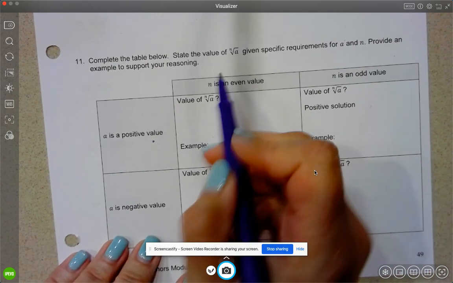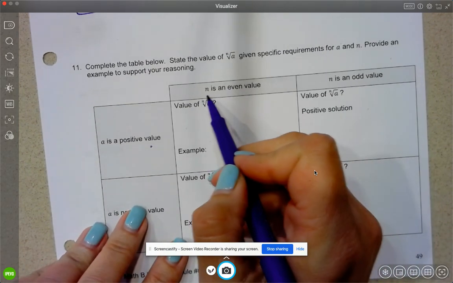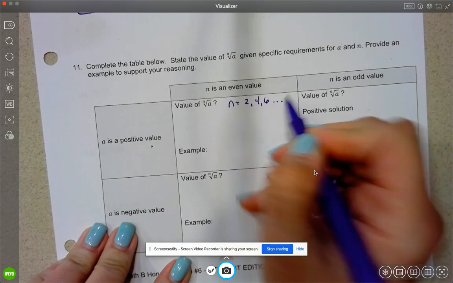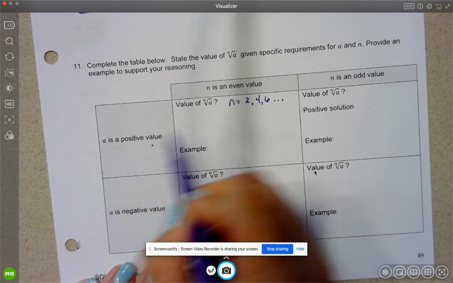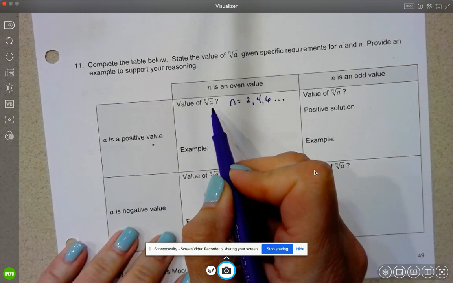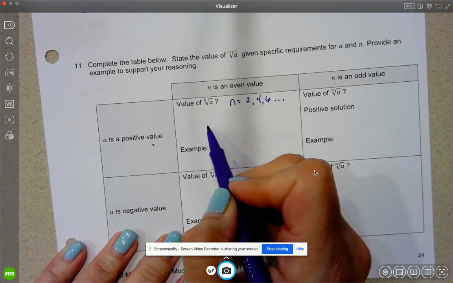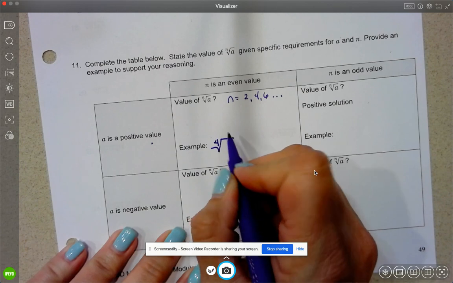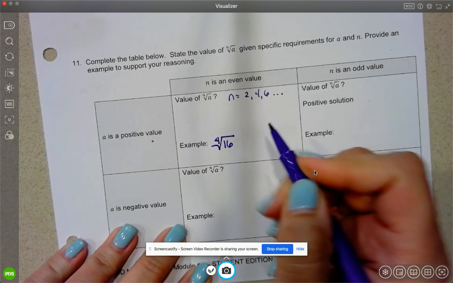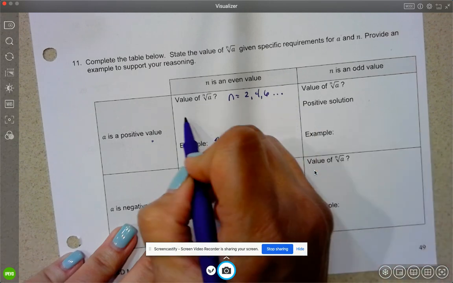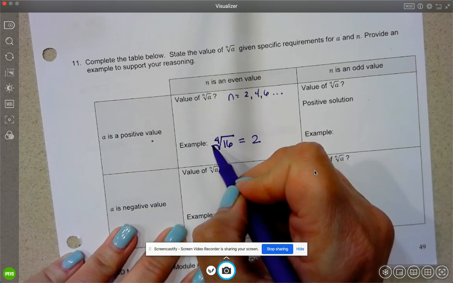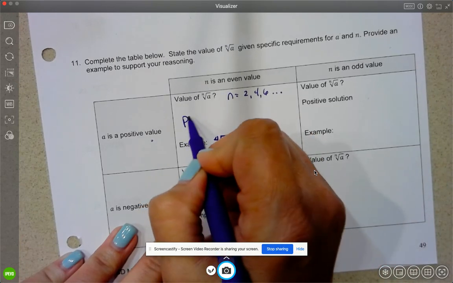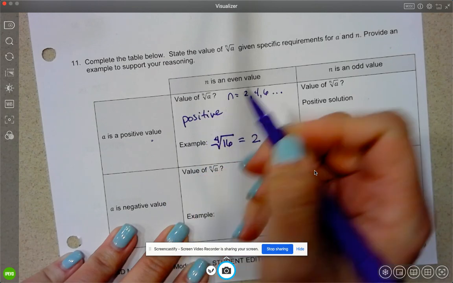Okay, so for this box, n is an even value, like maybe n is 2 or 4 or 6, something like that. And a is a positive number. So what's my result going to be? Well, let's just go ahead and make an example. Let's say my index is 4 and a is 16, a positive value. Well, this is 2. So in any situation where my index is even and my radicand is positive, I'm going to get a positive solution.